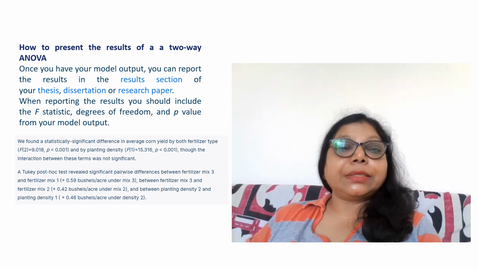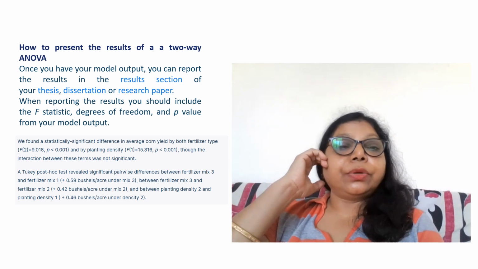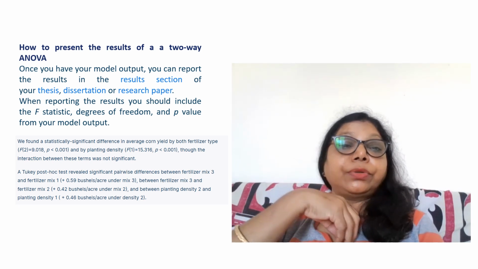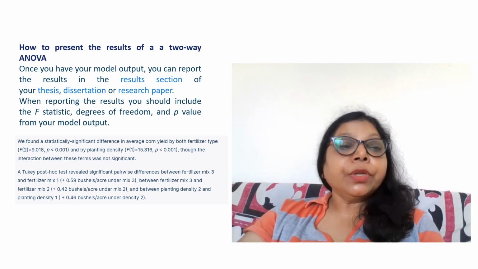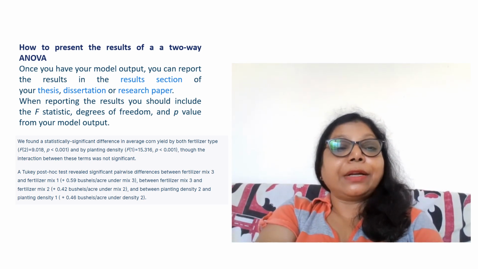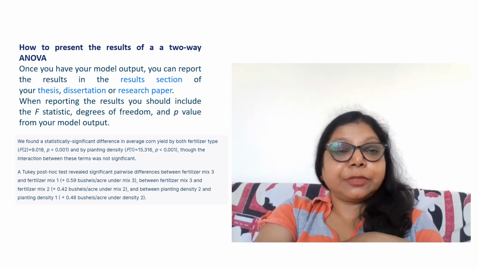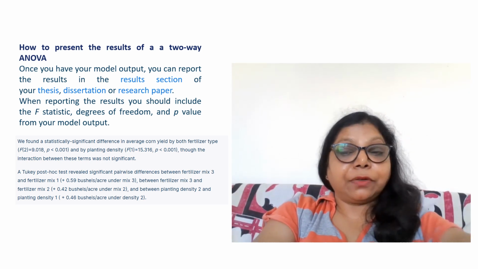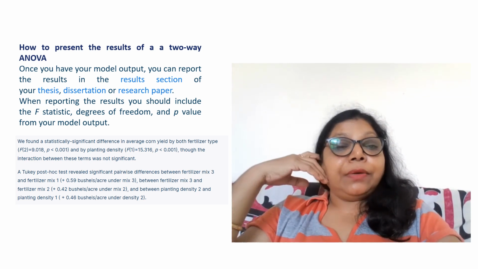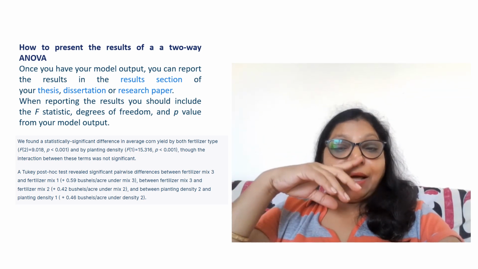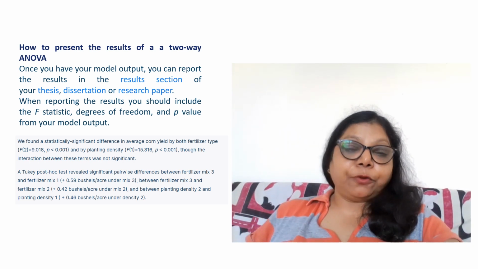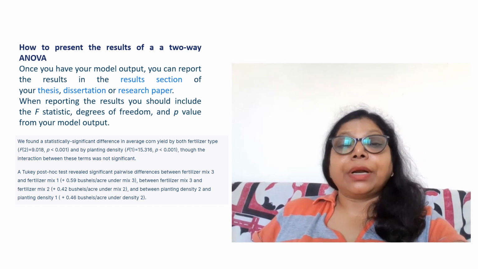Now, how to present the results of a two-way ANOVA? This is very important, because the results are with you, but how to present them is very important. Once we have our model output, we can report the results in the results section, whether we are writing a research paper, a thesis, or a dissertation, whatever it is. When reporting, we should include the F statistic, degrees of freedom, and p-value from our model output. And here we have the model output.